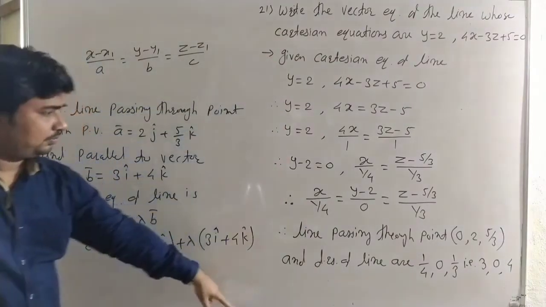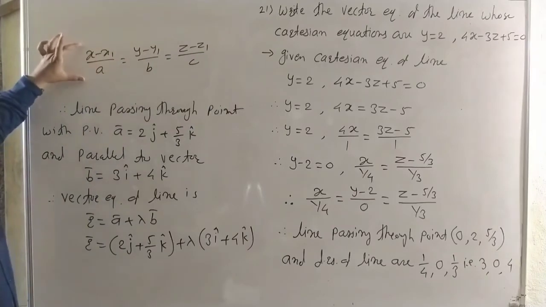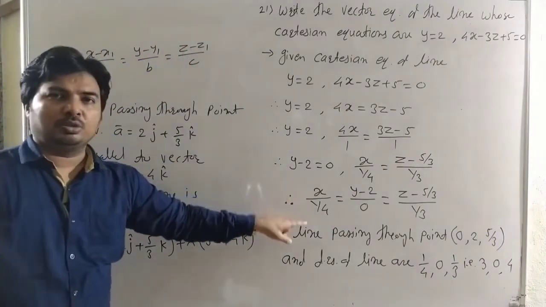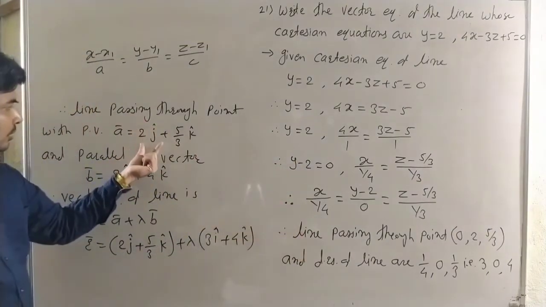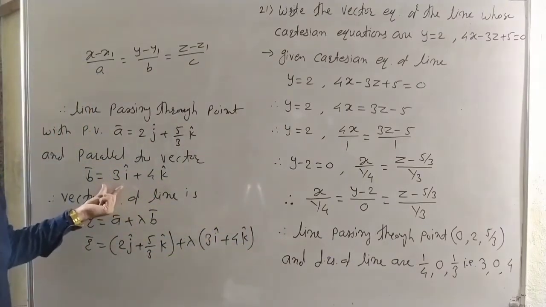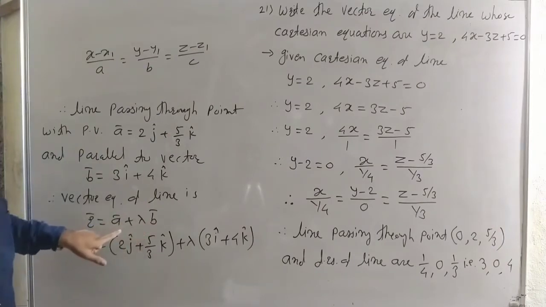Okay, see carefully. We can convert the Cartesian equation in this form first, and then passing through point and direction ratios, and from the passing through point we have the position vector of passing through point, and from the direction ratios we get the parallel vector, and passing through point and parallel vector, it is a vector equation of line. Okay, see carefully this.